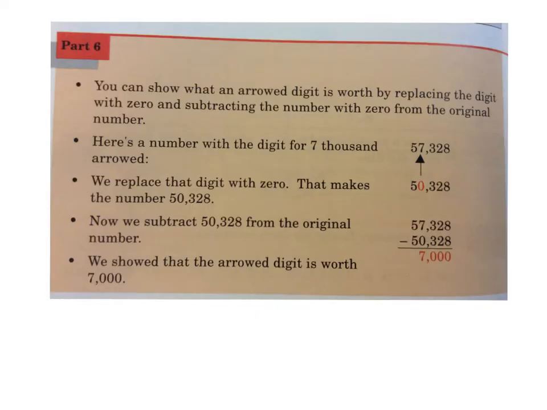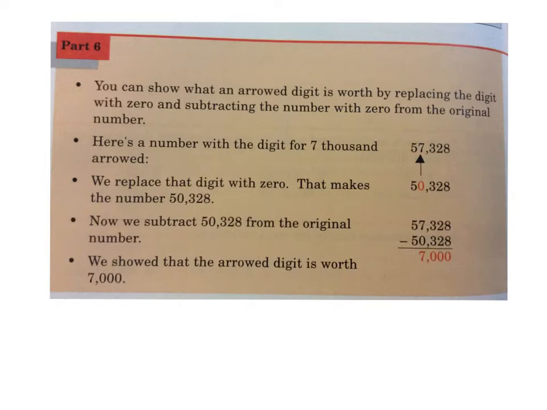So for the next part, for part 6, I'm going to read what it says in the box, and you're going to follow along. So it says that you can show what an arrow digit is worth by replacing the digit with 0 and subtracting the number with 0 from the original number. So here's a number with the digit for 7,000 arrows. So you can see right here that the thousands place has an arrow there.